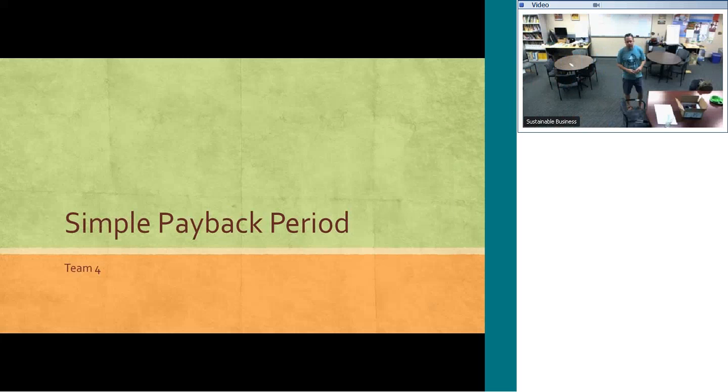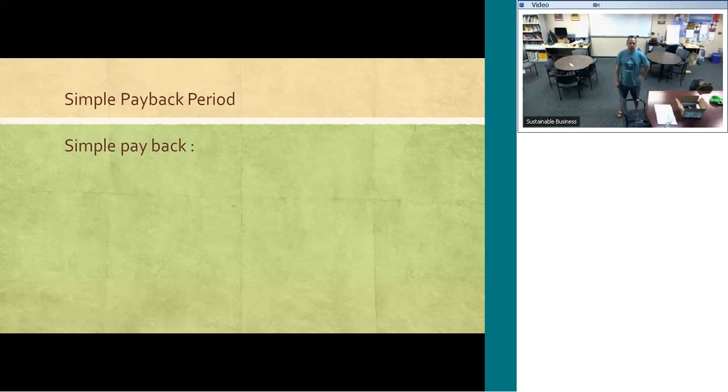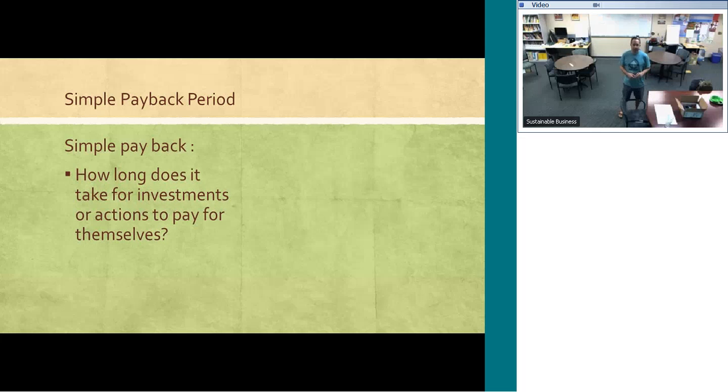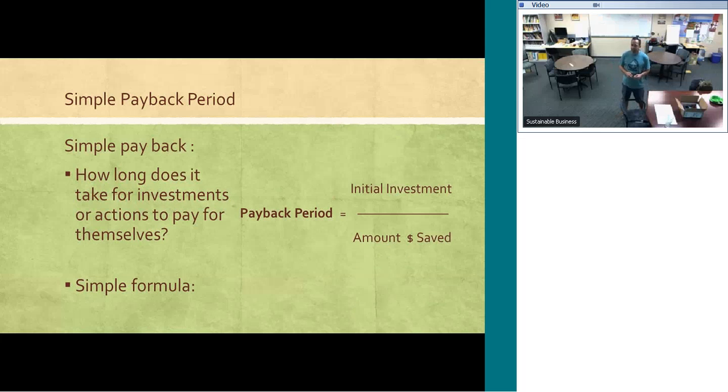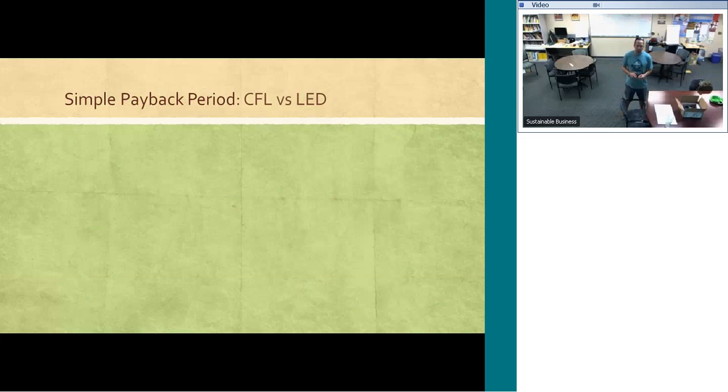Okay, and with that, I will discuss simple payback periods. What is a simple payback period? Well, it's a method that we use to determine how long it takes for investments or some of these actions to pay for themselves. It can also be displayed using a simple formula. And that formula is the payback period is equal to your initial investment divided by the amount of money that you saved. For an example, we'll work out a simple payback period for replacing incandescent bulbs with either CFL or LED bulbs.